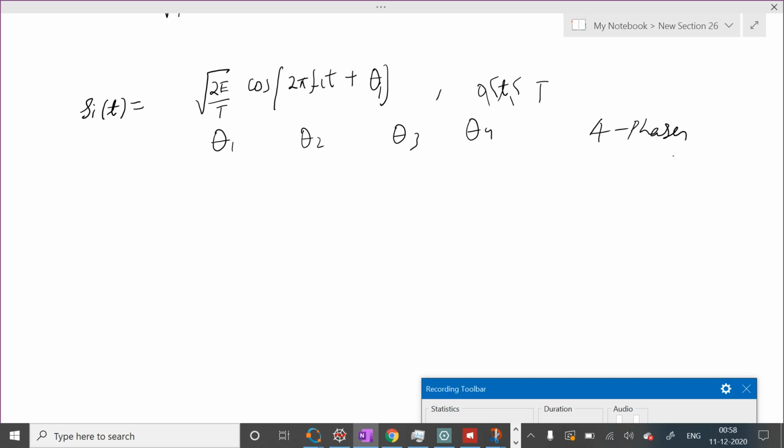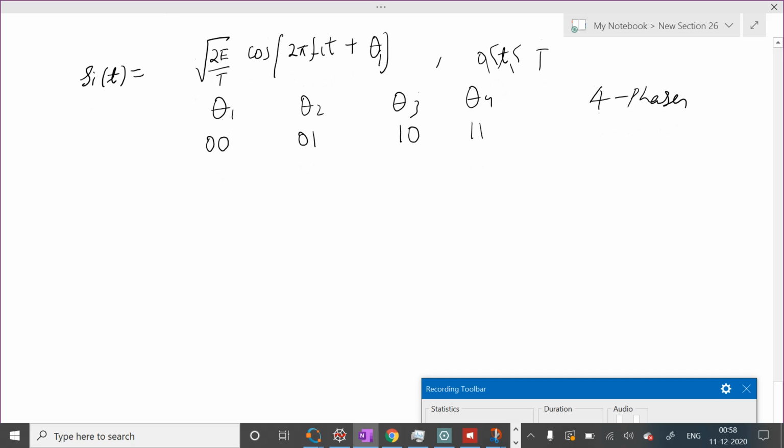So BPSK at a time would transmit 1 bit, right? Now here we have 4 phases. I can now represent 2 bits at a time. I can say that if I choose phase theta 1, that will denote 0 0 was transmitted. Otherwise theta 2 means 0 1, theta 3 means 1 0, theta 4 means 1 1.